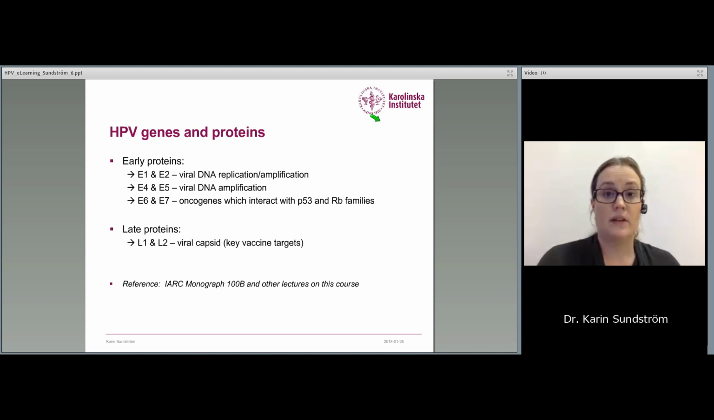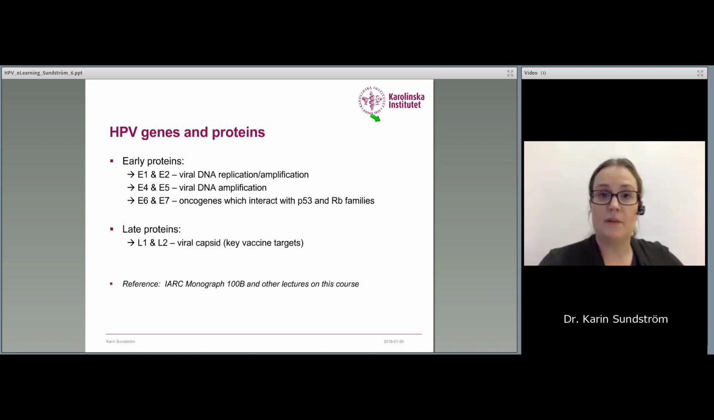Please note the specific importance of E6 and E7. These produce proteins that are very potent in interacting with cell cycle control and the human P53 and RB families. And these are the basics of the oncogenic potential of HPVs.